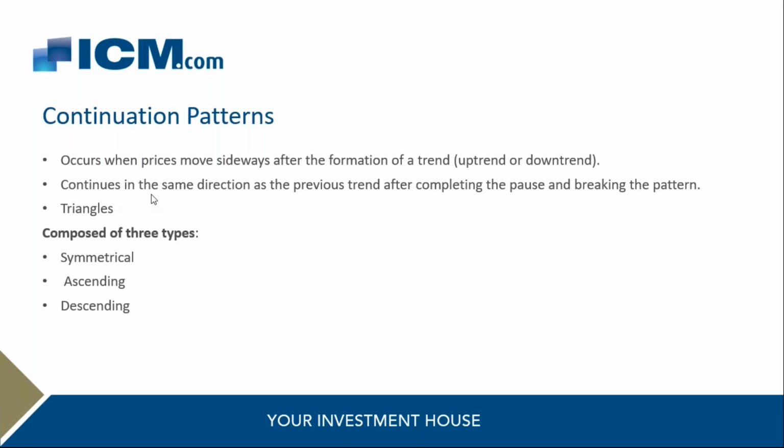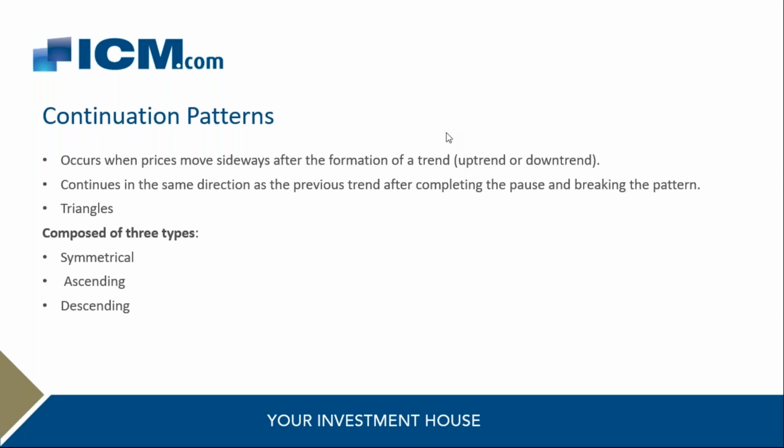This continues in the same direction as the previous trend. That's what happens: there was a trend, and in the middle of the trend, it completes a pause and breaks the patterns, which can be a triangle or flags. As I said, it can be any way as it is.